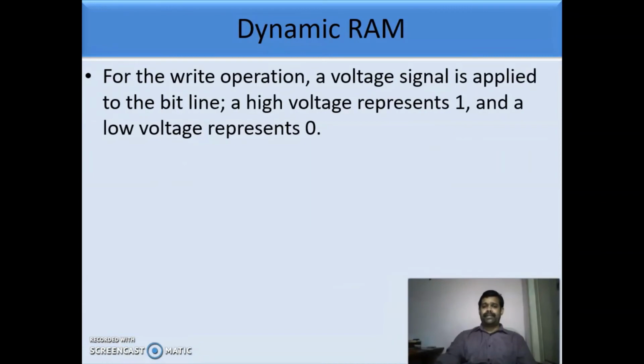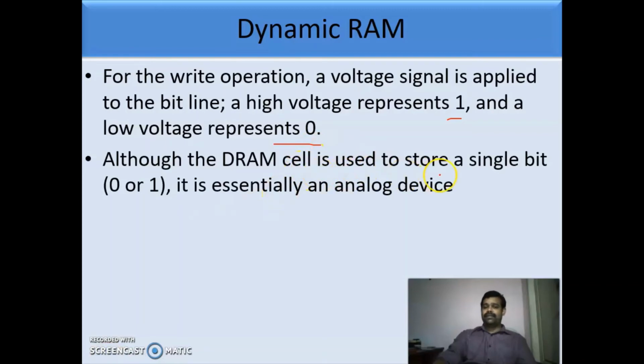For a write operation, a voltage signal is applied to the bit line. A high voltage represents 1 and a low voltage represents 0. So we give a voltage signal to the particular line. If a high voltage is given, it means that a 1 has to be written. If you give a low voltage, then it represents 0.